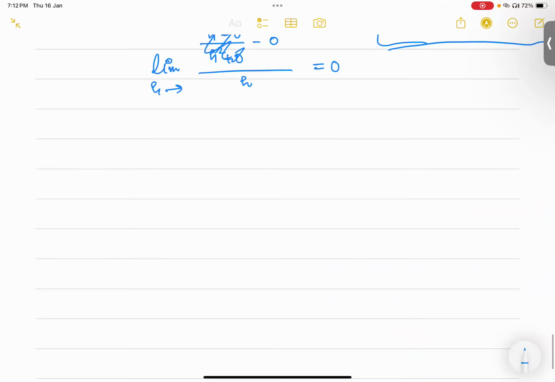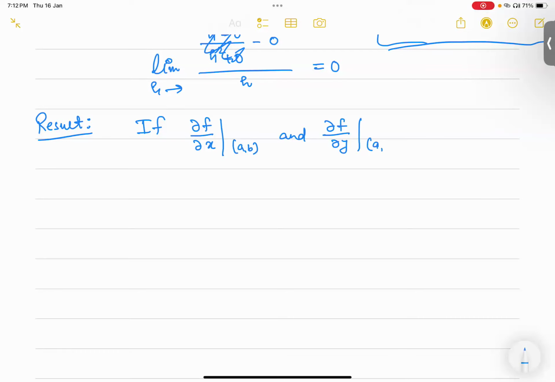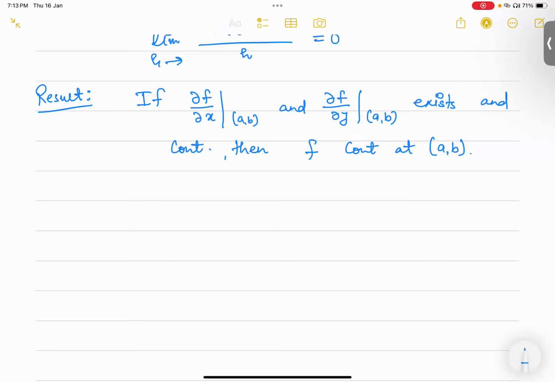Right. So I can say here that if del f upon del x at point (a, b), and del f upon del y at (a, b) exist and are continuous, then f will be continuous at (a, b).